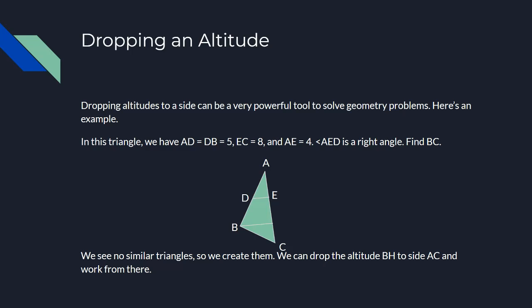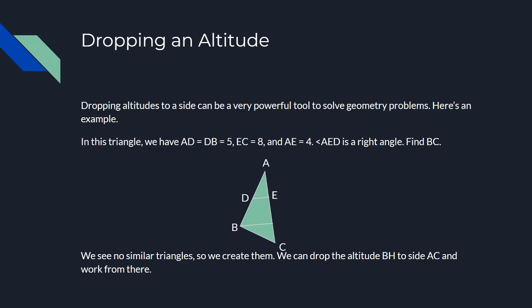Dropping an altitude is probably one of the most powerful tools you can use to solve geometry problems, especially at the AMC A level. Dropping altitudes to a side can give you a lot of information that you didn't know before. So, for example, in this triangle, we have AD equals DB equals 5, and EC equals 8, and AE equals 4. AED is a right angle. Find BC.